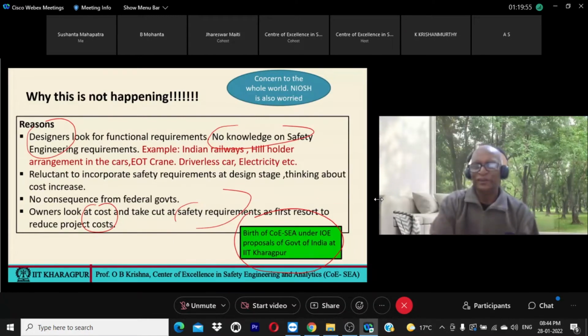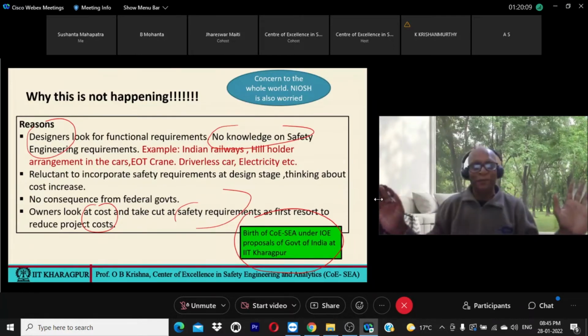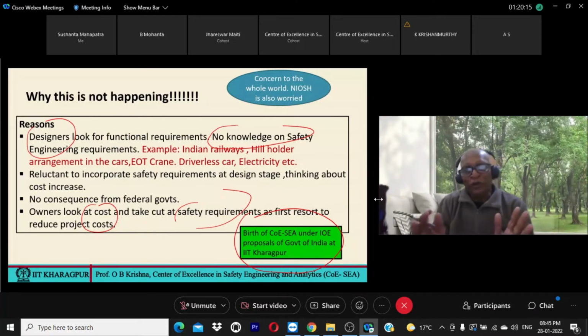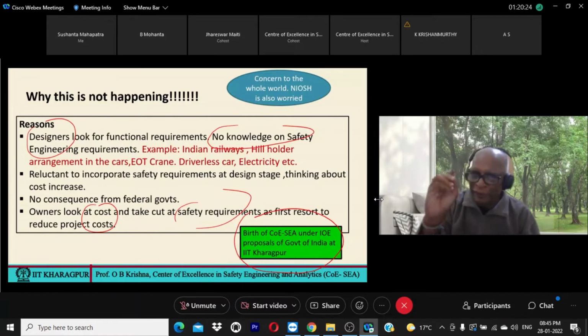Designers are reluctant to put the safety requirement at design stage because it will increase the cost. If the cost increases, the designers will be called ineffective. He feels safety is not my baby. And there is no consequence to the people if it is not put in the design. There is no consequence.